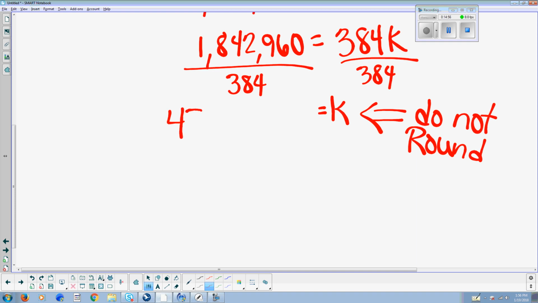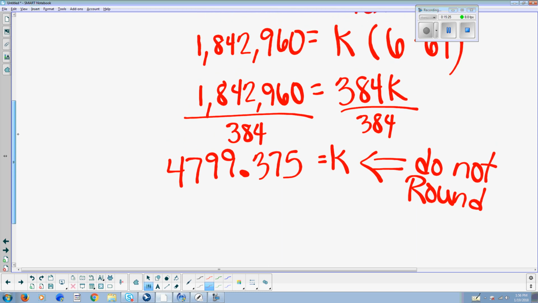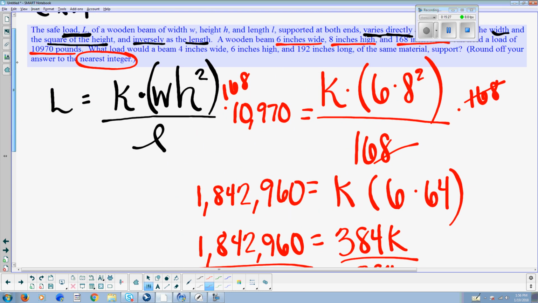So I got 4799.375. Or I could push Math Enter and convert that to a fraction on this calculator. But I'm just going to work with that as a decimal, and I'm not going to round that. K is not the answer. It is a constant of variation that we use to find our answer. If I round K, then my answer is not going to be accurate. It's going to be close, but it won't be accurate. So do not round the constant of variation. Okay, so that was step 1 and 2.